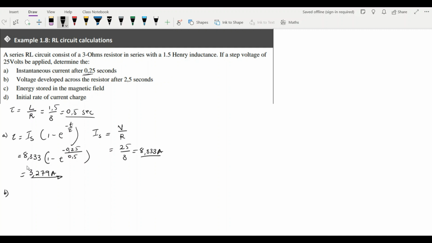Now, the second question wants us to calculate the voltage across the resistor after 2.5 seconds. The equation is VR equal to V supply into 1 minus e to the power negative t over time constant. We already have the supply voltage, which is 25, 1 minus e. We already have the instantaneous time, which is 2.5. We do have the time constant, which is 0.5.